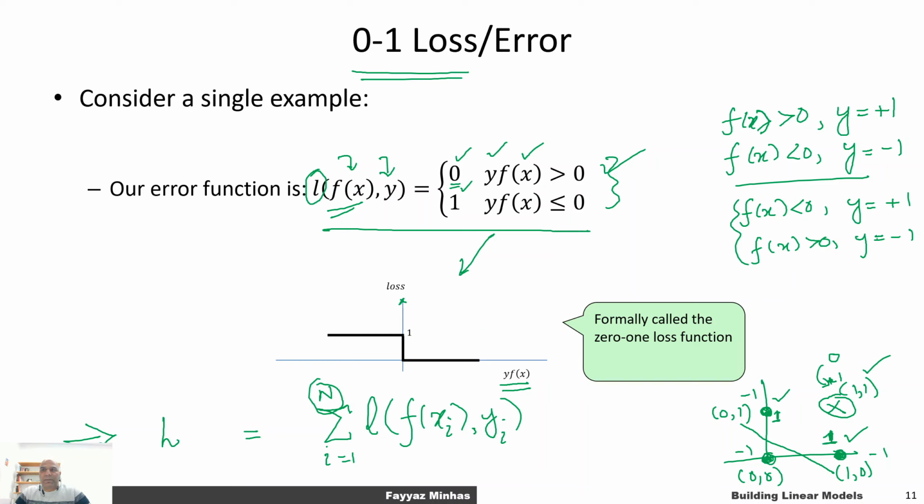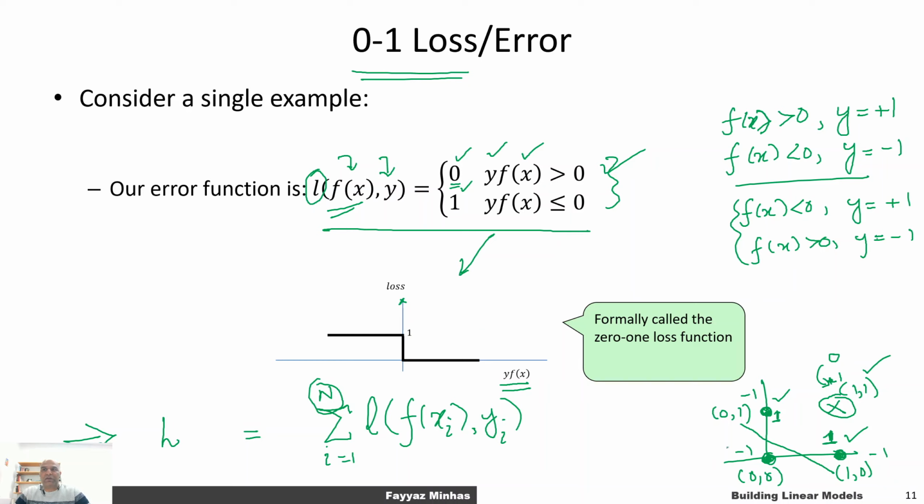For this particular example, it is a negatively labeled example, and it is below the line. That means the discriminant function value is negative. So the discriminant function value multiplied with the target label, both of them being negative, will produce a positive product.